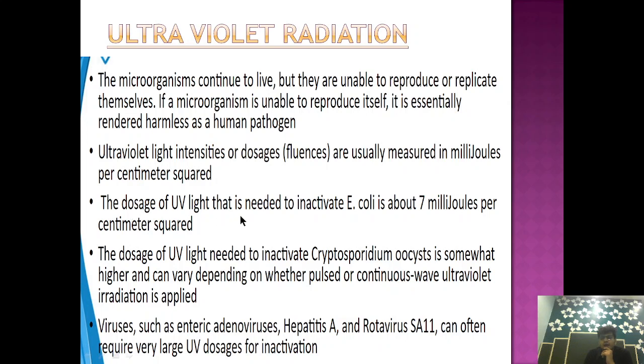The dose of UV light needed to inactivate E. coli is about 7 millijoules per centimeter square. See, these are very technical data. If you want to write in the exam, you can write this, but it is very effective if you say it in the oral exam. If you say this type of data, the surveyor will get very impressed. The dose of UV light needed to inactivate other organisms is somewhat higher and can vary depending on whether pulsed or continuous wave ultraviolet radiation is applied. Viruses such as hepatitis A, rotavirus, and SA11 can often require very large UV doses for inactivation.